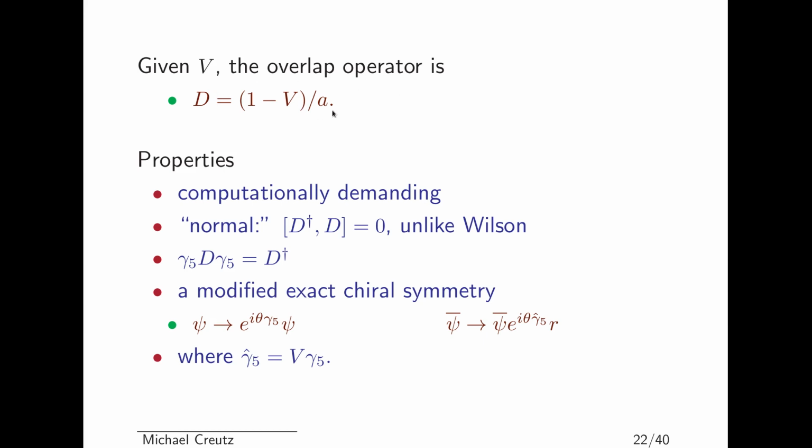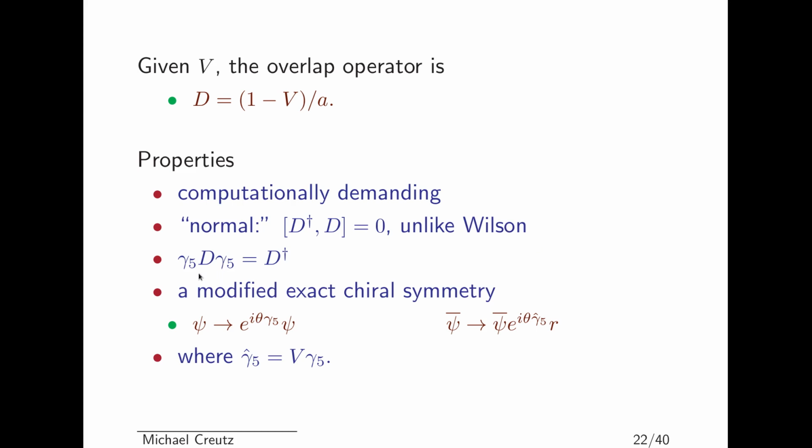Now this has a lot of interesting properties. First, well, of course, the first one, it's very computationally demanding because you have to do that inversion of D_W dagger D_W. It has a nice property, though, that the overlap operator, because it's constructed from a unitary operator, in fact, is a normal matrix. It commutes with its dagger. This is not true for Wilson, which is a nice exercise for you to show yourself.